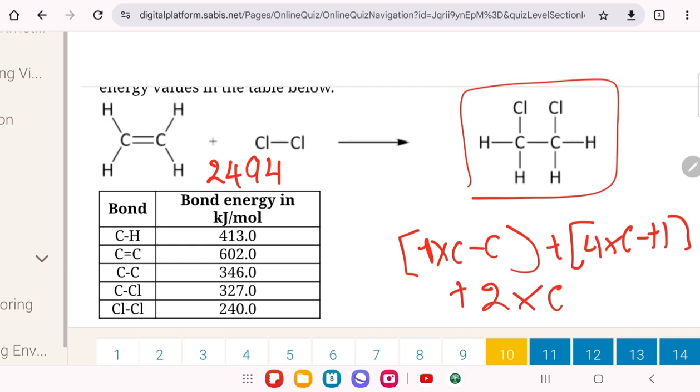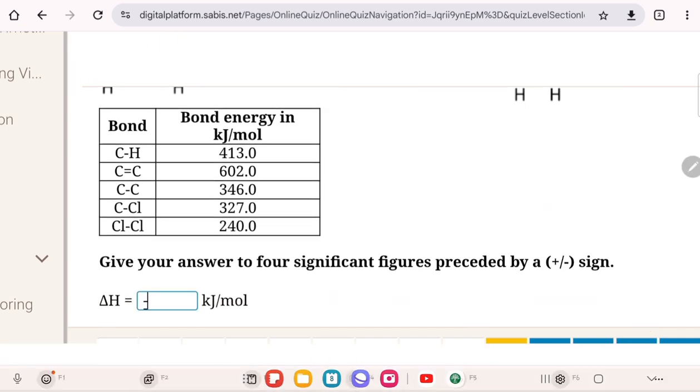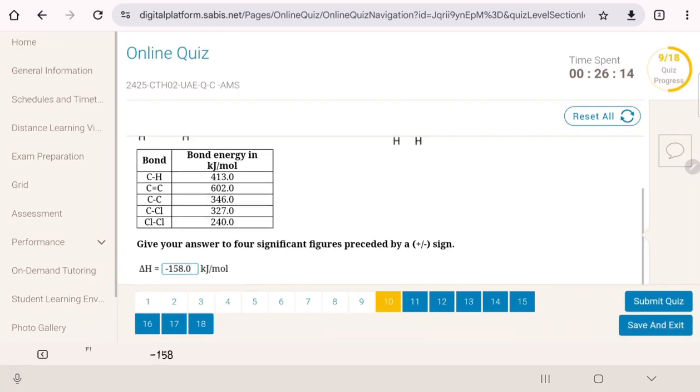Now here in the products we have 1 times C-C bond, plus 4 times C-H bond, plus 2 times C-Cl bond. So if you follow what we did and you try it on the calculator, we're going to have 1 times 336 plus 4 times 413 plus 2 times 327. We will get here 2652. And the equation was reactants minus products, so we do 2494 minus 2652. We will get negative 158 as our answer.